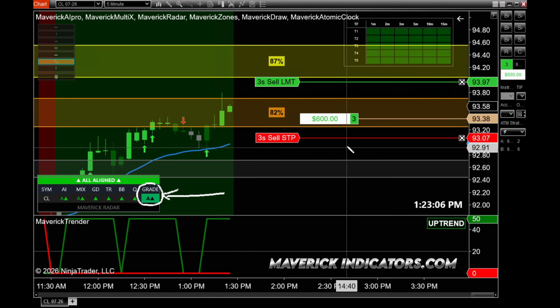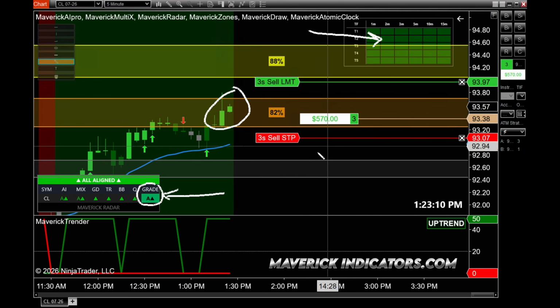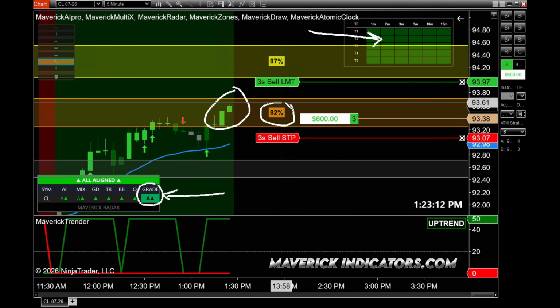We got this A+ setup I'm keeping my eye on, and we're going to shoot to get about the halfway point between these two zones, because all the evidence is telling us we're going to continue to the upside.